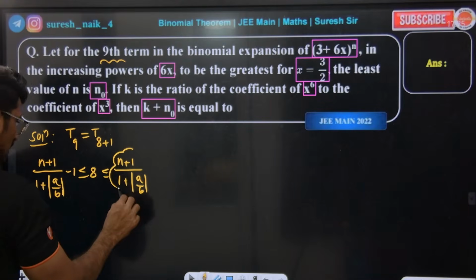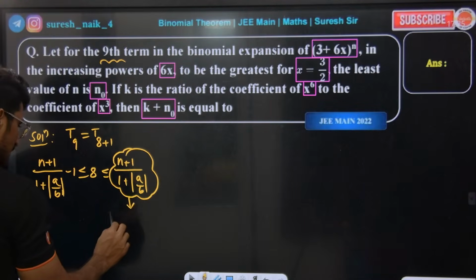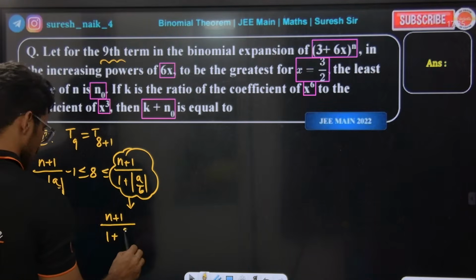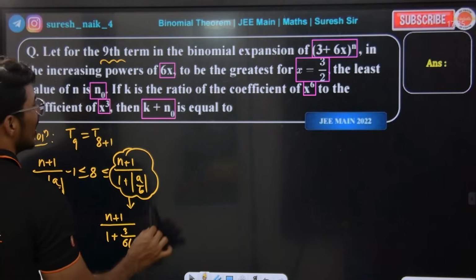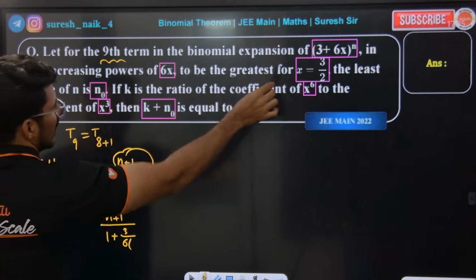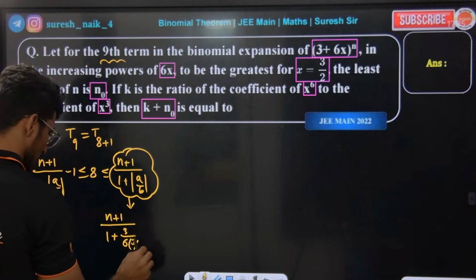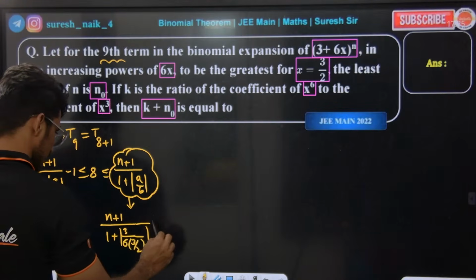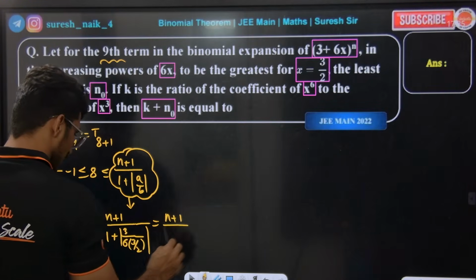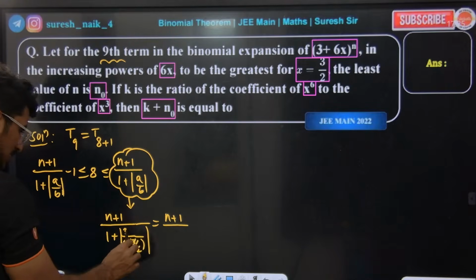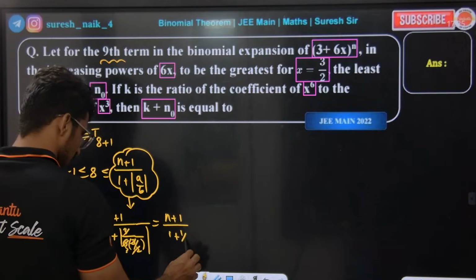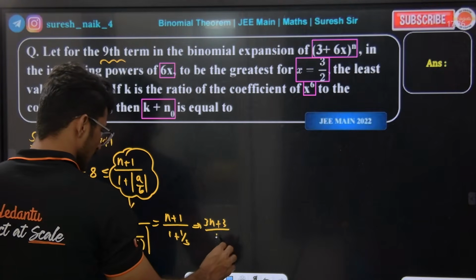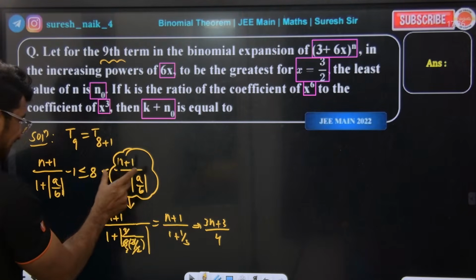Let us simplify this. Simplify panna, (n+1)/(1 + a value), which is 3 by 6x. X value enna kuduthirukanga? 3 by 2 kuduthirukanga. Okay, wow. So this simplify panna enna varum? Simplify panna (n+1)/(1 + 1/3), 1 plus 1 by 3, basically (3n+3)/4. Okay, so here basically your answer is 1.